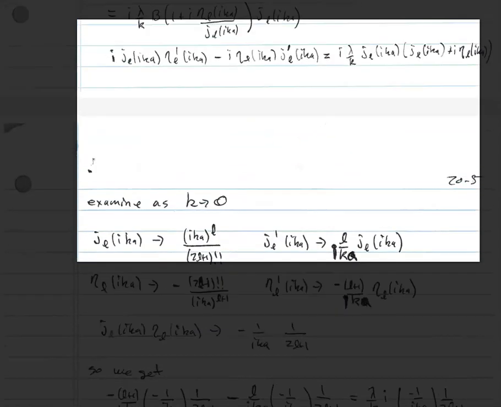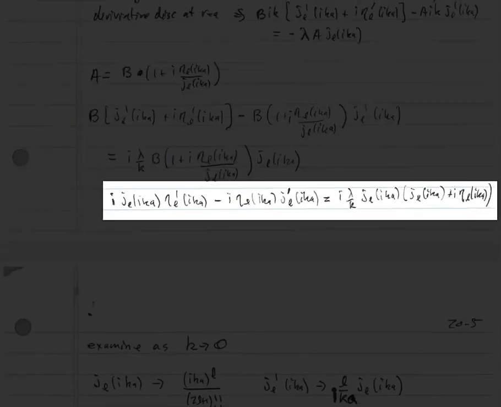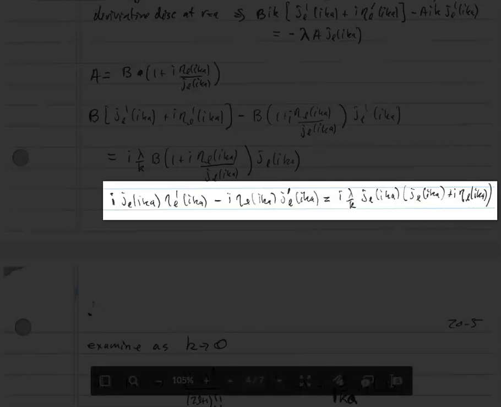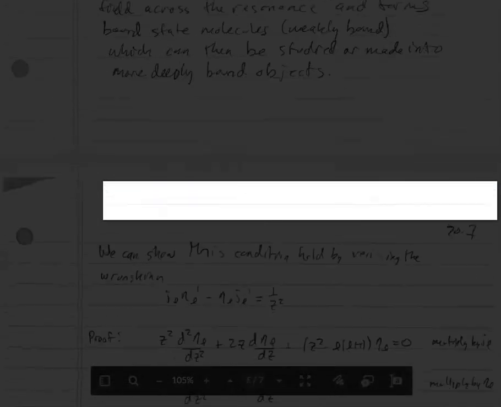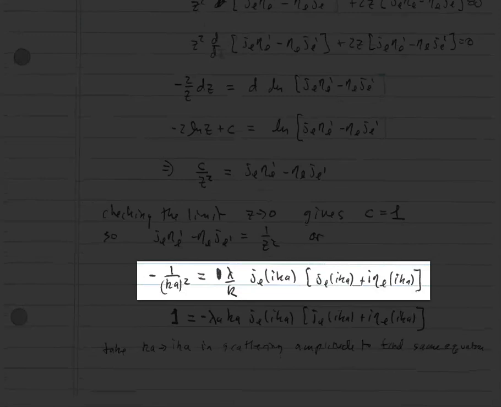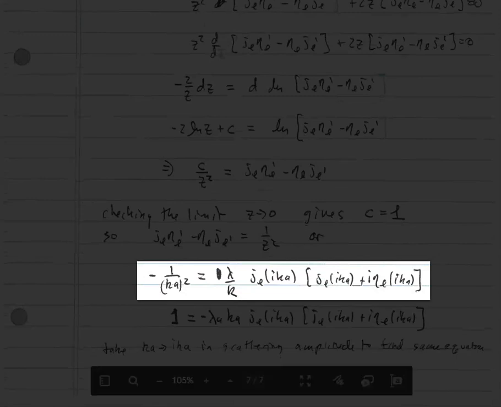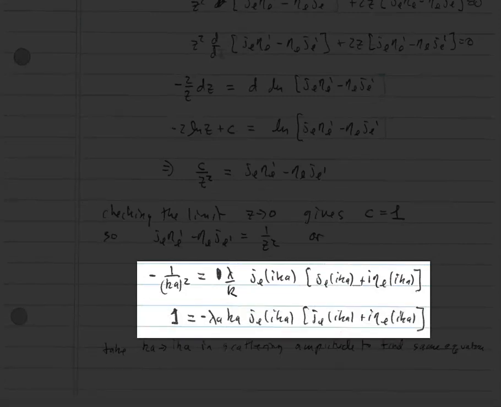So we can go back now into the formula that we had for the bound state, and we can substitute in for that j_l A_l prime minus A_l j_l prime with a 1 over z squared, and then plug in. When we do that, what we find is that we get 1 is equal to minus lambda a Ka, j_l of iKa, times (j_l of iKa plus i A_l of iKa).